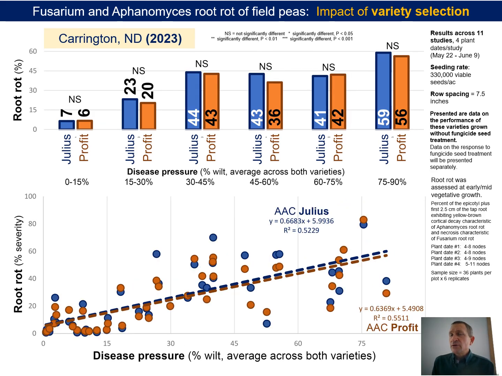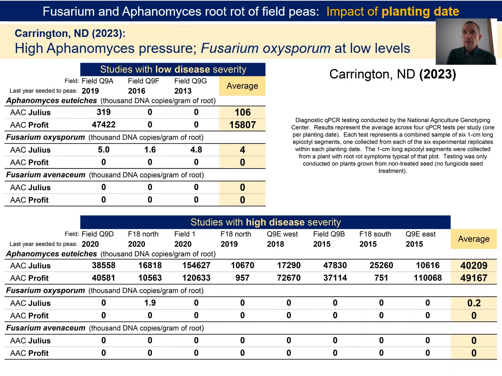And so then you would expect this to translate into root rot, right? No. The two varieties exhibited very similar levels of root rot severity. If anything, Julius developed just a bit more root rot than Prophet. Okay, so what was underlying that? The diagnostic testing results are very similar to what we observed in the other two fields. What you see here, very clearly, irrespective of the levels of disease pressure, is that Aphanomyces was the predominant disease.